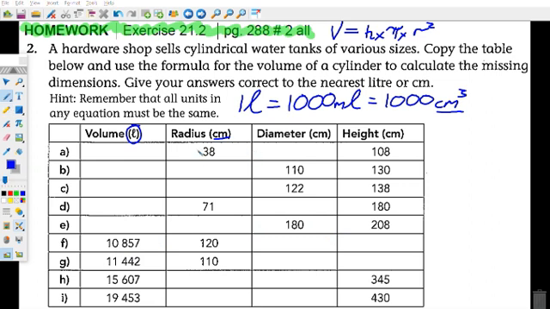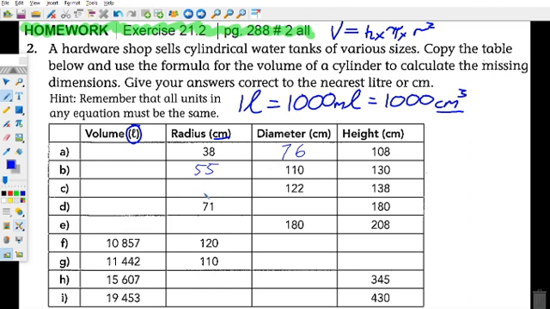My radius is 38. So what is my diameter going to be? It's going to be twice that size. So the diameter here is going to be 76. The diameter is 110. Half of that is going to be the radius, so it's 55 centimeters.